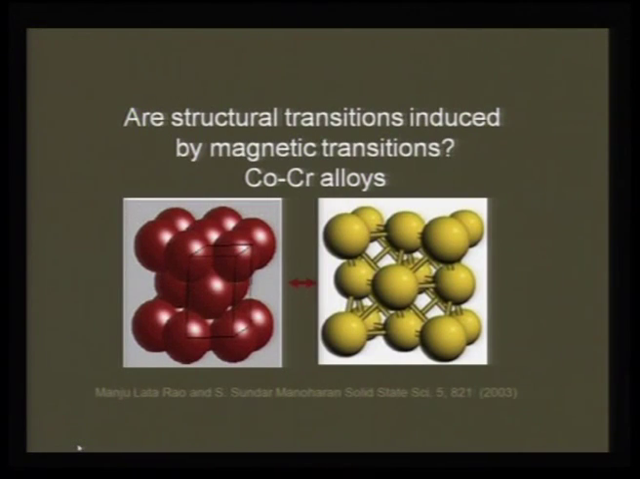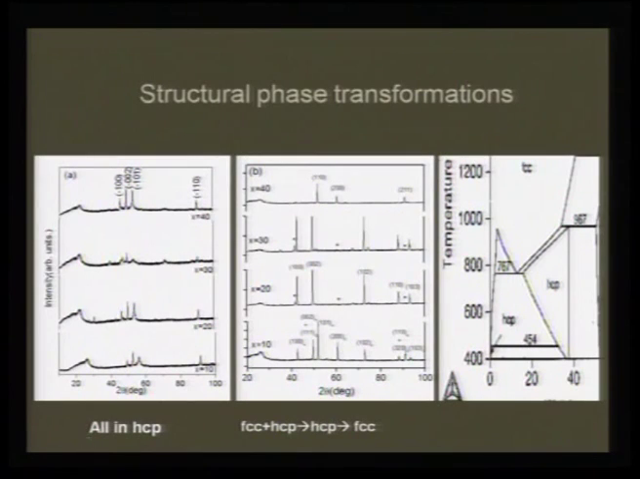For example, take the case of cobalt chromium alloy. This is a shape memory alloy, and it is used in a variety of applications including biomedical applications. The question is, are structural transitions induced by magnetic transitions? Because magnetic transition and structural transition can go hand in hand.